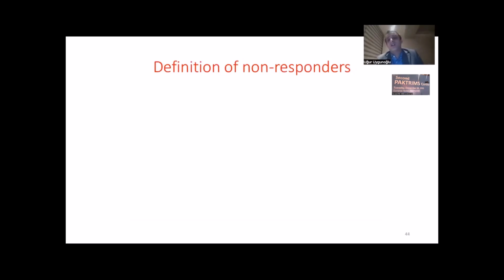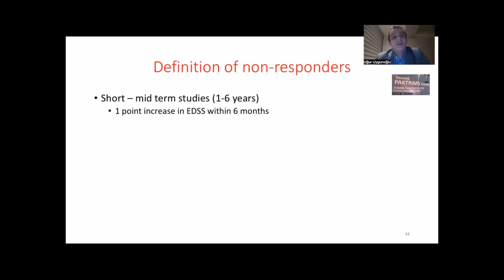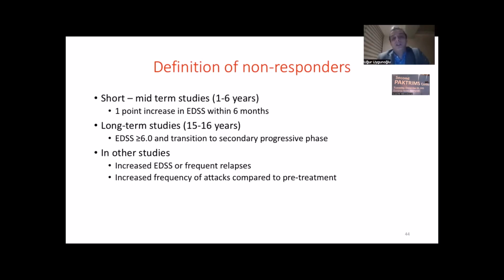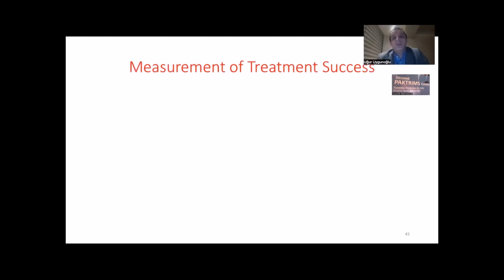So what is the definition of non-responders? There's no consensus about that, but there are some studies trying to define the non-responders. Short and midterm studies, 1 to 6 years, published that a 1 point increase in EDSS within 6 months might be a good predictor of non-responders. Long-term studies, coming from Nature Reviews, used EDSS 6 and transition to the secondary progressive phase, but in other studies increased EDSS or frequent relapses, increased frequency of attacks compared to pre-treatment, and active MRI during treatment.